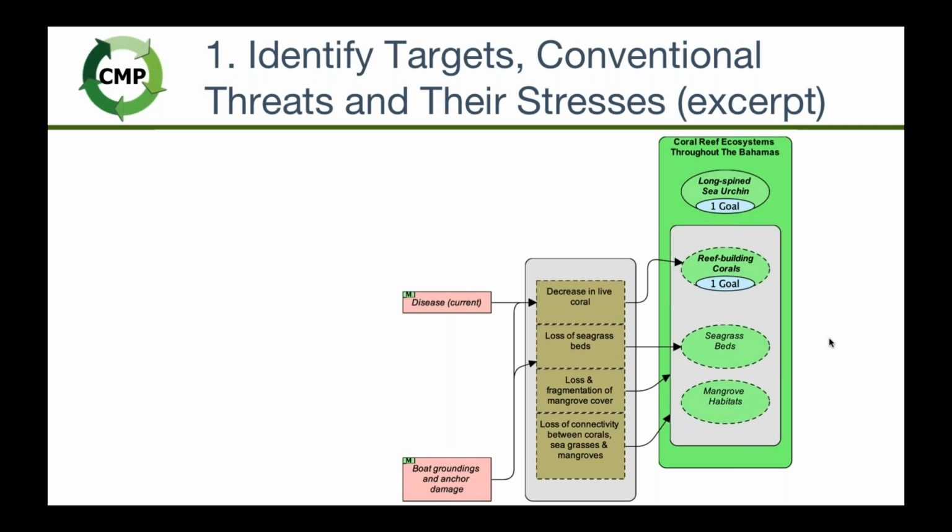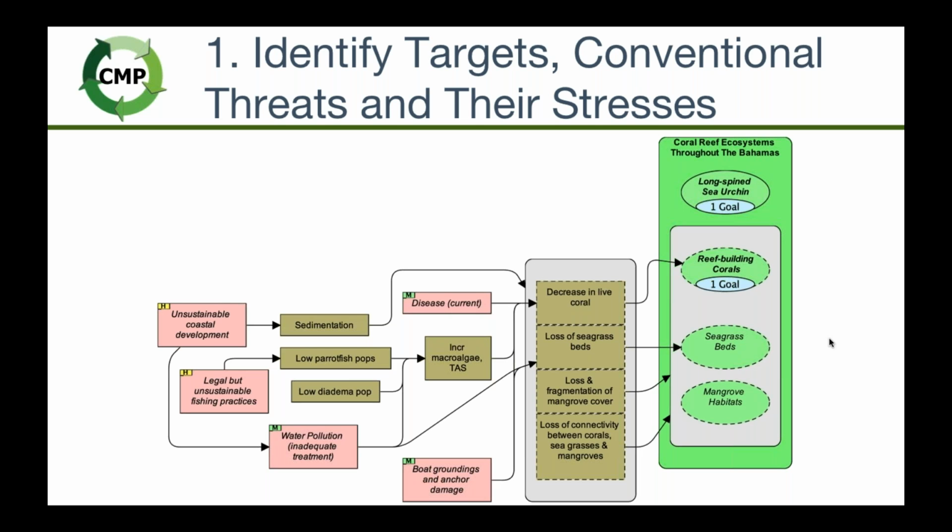And some of the direct threats that are contributing to that include disease, as well as boat groundings and anchor damage, as well as several other more highly rated direct threats. So unsustainable coastal development causes sedimentation that then contributes to decreasing live coral and loss of seagrass beds, et cetera. Legal but unsustainable fishing practices.